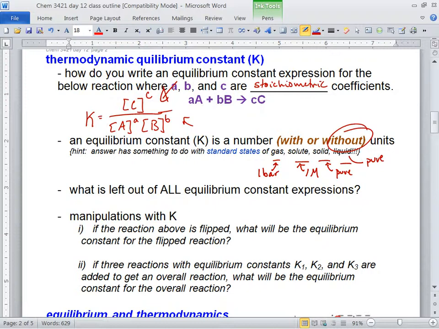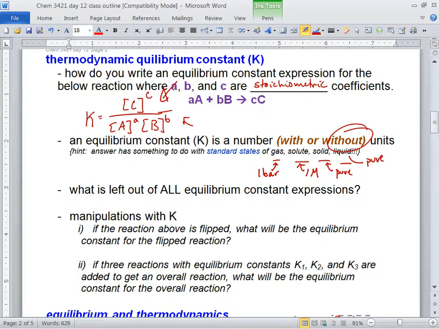And we shouldn't, because when we start talking about gases, it's the reason why we have to have our units in bars. It's the reason why we have to have our concentrations in big M, because we're dividing it by the standard state, and we never write that. So there's reasons why we're kind of stuck with those things.